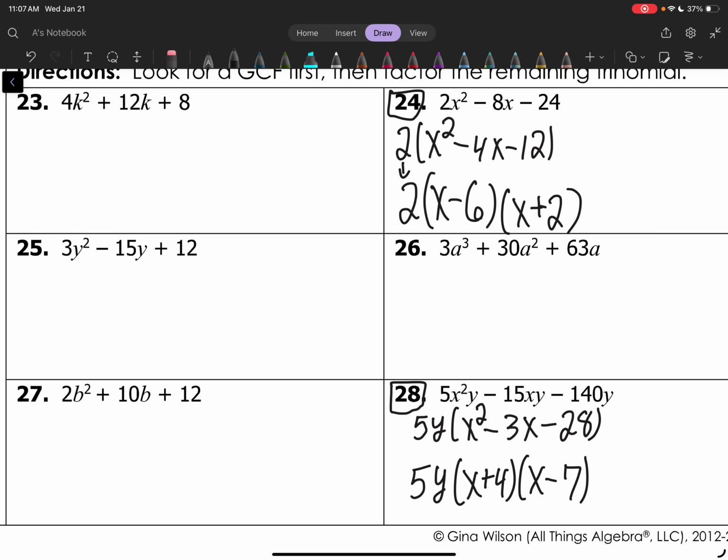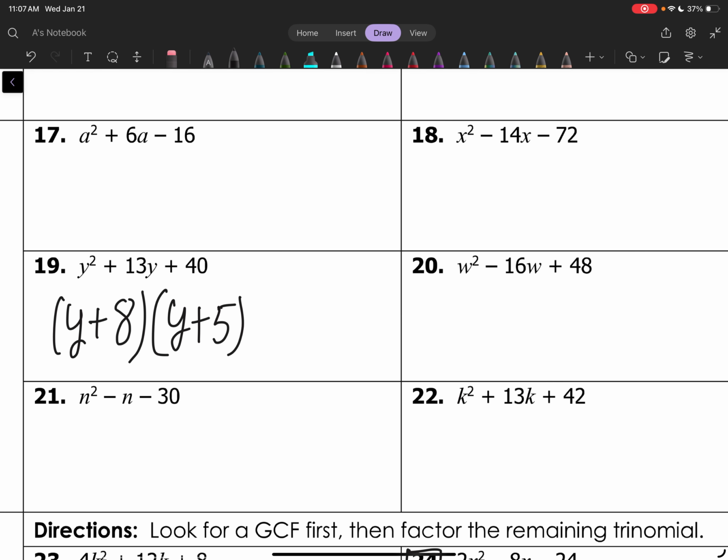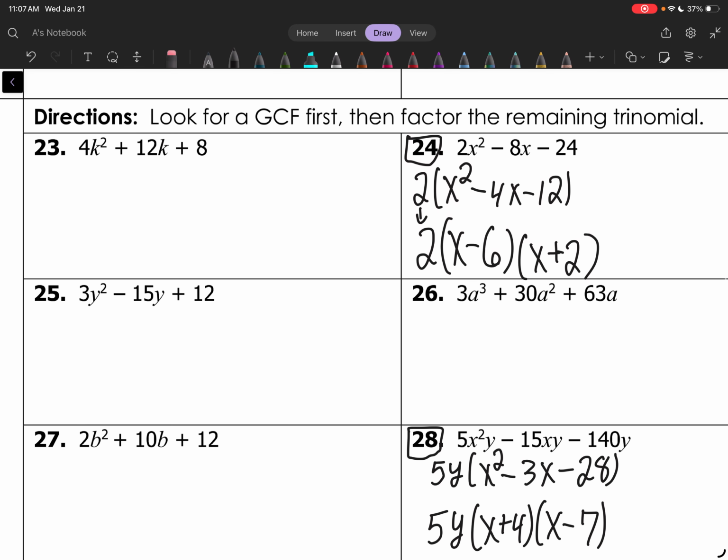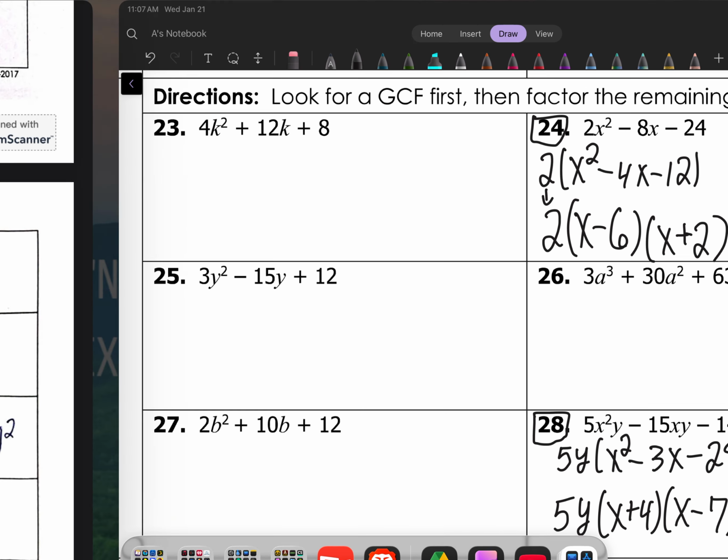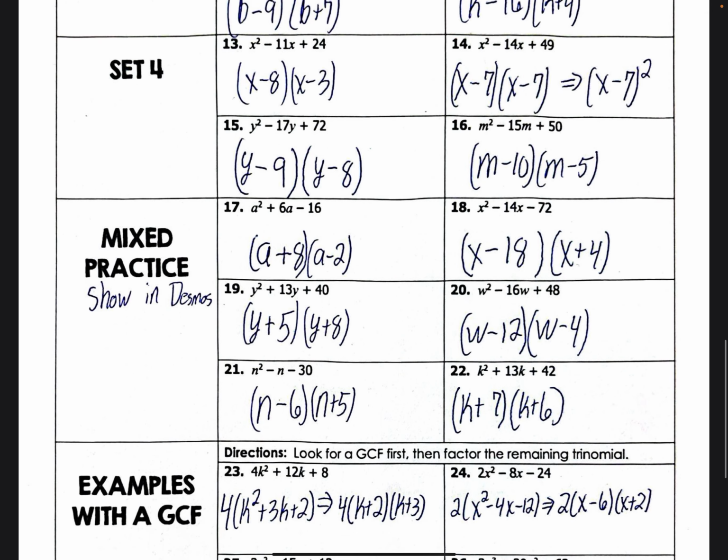All right, go ahead and pause it. Try those mixed examples, and try these with a GCF. Here's your answers.